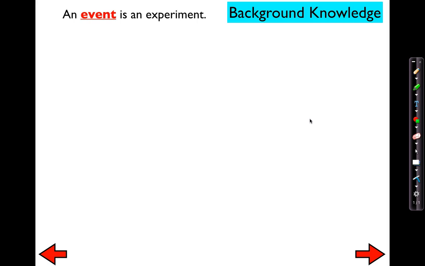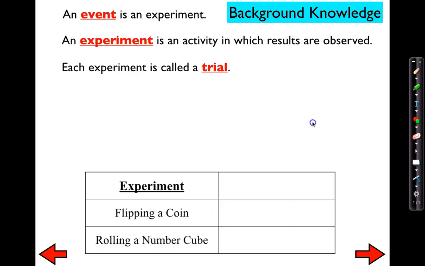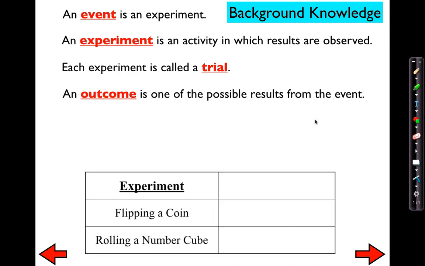There's a couple of vocabulary words that I really want you to remember for today's lesson. Experiment. An event is an experiment. An experiment is an activity which results from observed. Each experiment is called a trial. Okay, an outcome is the possible results of the event.